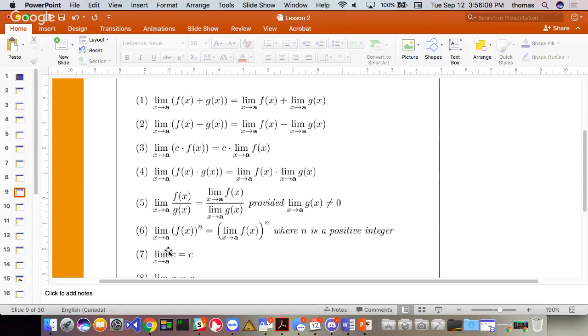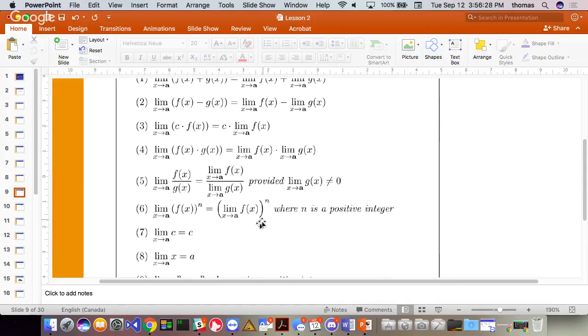And this is interesting as well, where you have the limit as x approaches a of f of x to the n, right? The whole thing to the n is equal to the whole thing to the n, which is interesting, where n is a positive integer. It can't be a negative integer, because then you're going to get that same negative logarithm. Okay, so a few identities here.